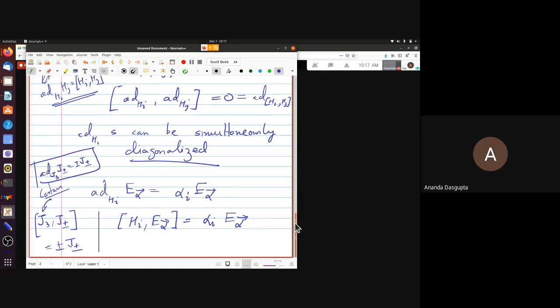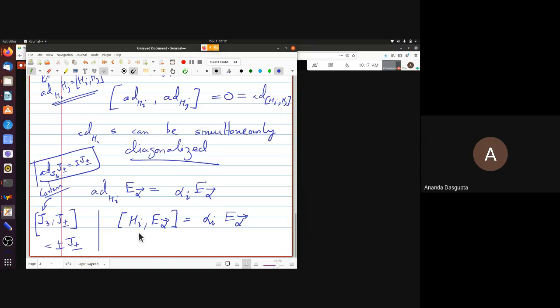In general, for a general algebra, you will have multiple Cartan generators. You will have eigenvalues corresponding to each one of them. And this alpha vector is just a label which carries all of these together. So these are nothing but weights in the adjoint representation, and they play a special role, and they are called roots. The roots are nothing but weights in the adjoint representation.